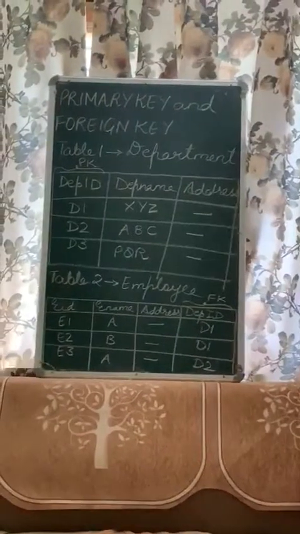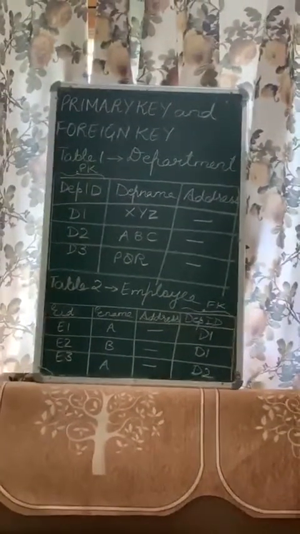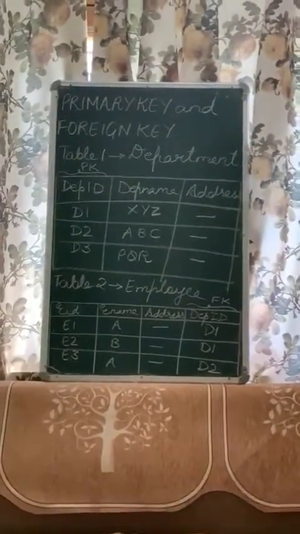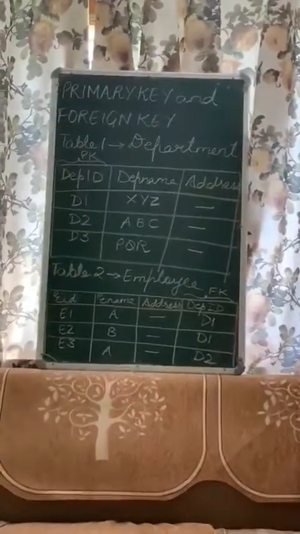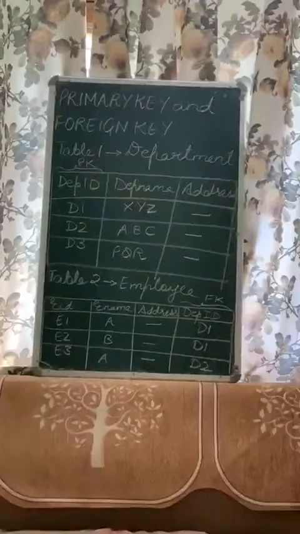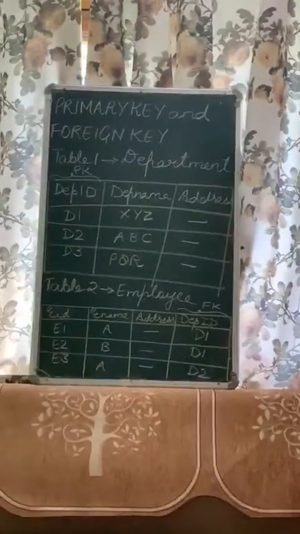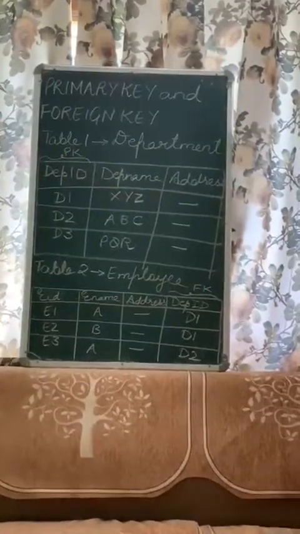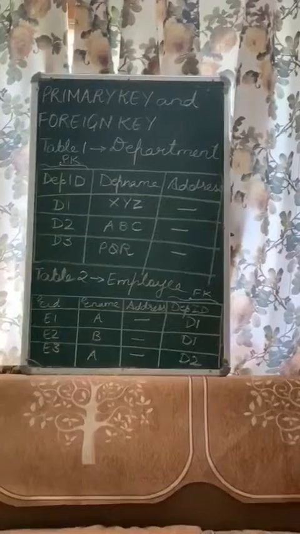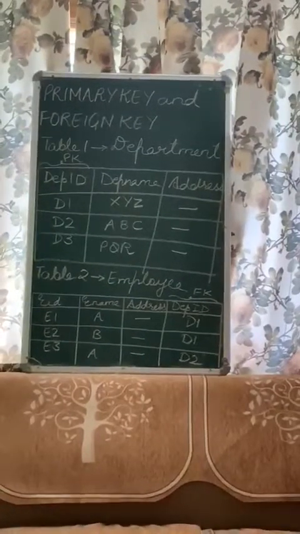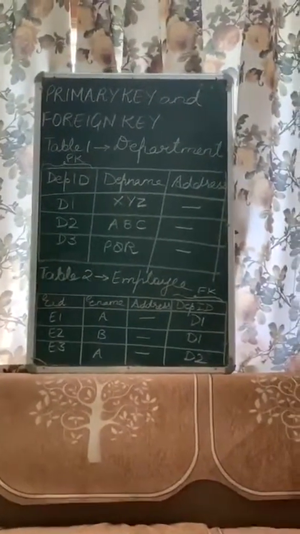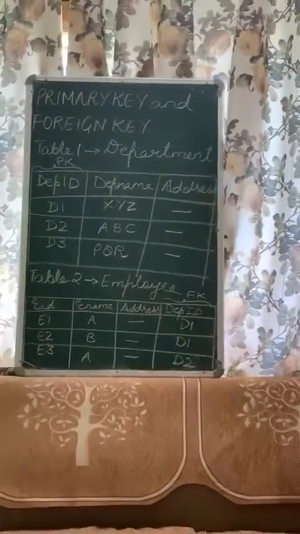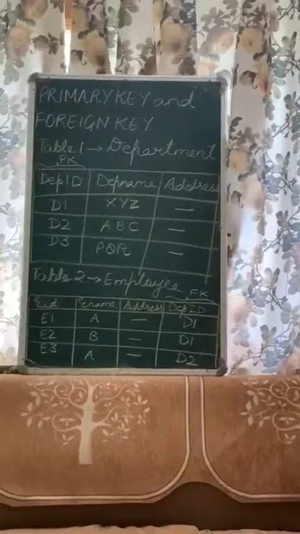So a primary key is any unique key that identifies the row of a table. So a primary key has two properties. It is unique and the second property is it is not null. Why we use primary key? Primary keys are helpful in identifying the row of a table. No two departments can have the same ID, so it is acting as a primary key.